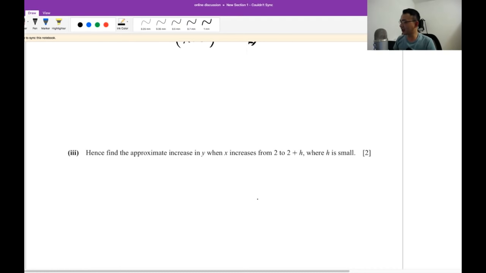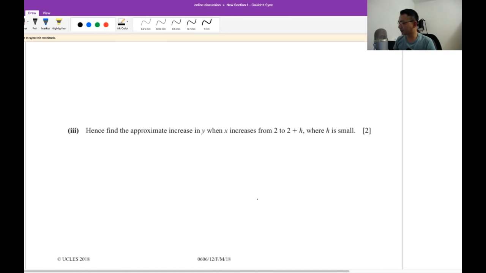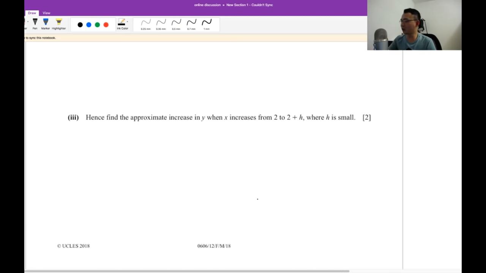Okay, hence find the approximate increase in y. This one you should know is a small change. If I want to find the approximate increase in y, I will use an approximate formula: change of y over change of x equals dy dx. So if I want to find the approximate change in y, I will do dy dx multiply change of x. Okay, dy dx we just did.